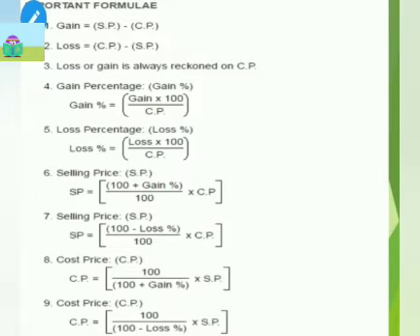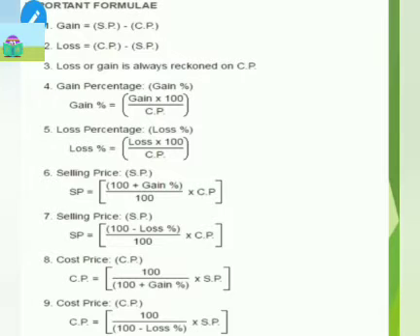Now some important formulae that you have to study in this chapter are, first, gain. Gain is equal to selling price minus cost price. Loss is equal to CP minus SP. Loss or gain is always reckoned on CP. Means whenever you have to calculate the loss or the gain, you have to calculate it on CP only.